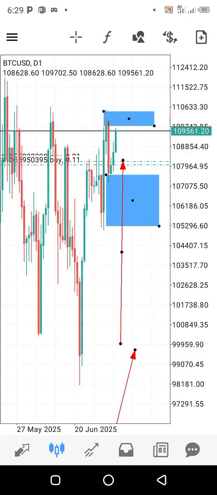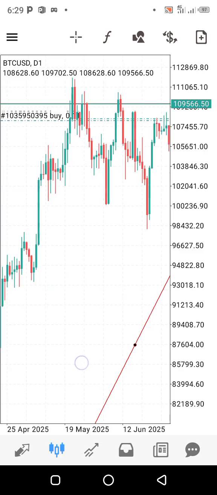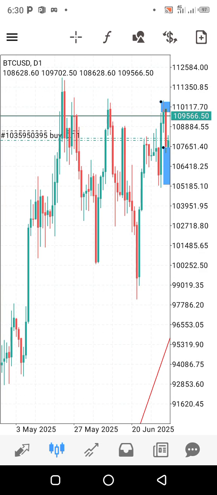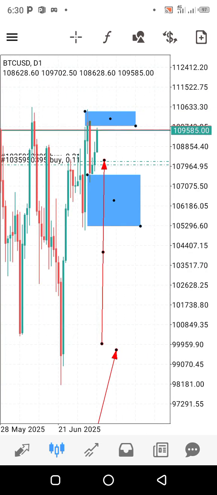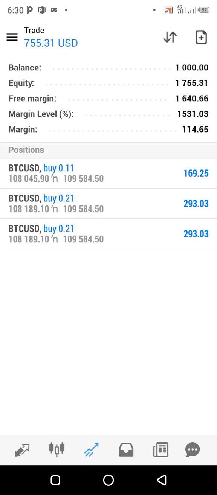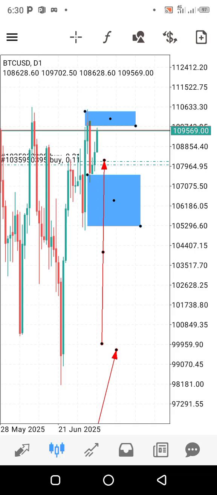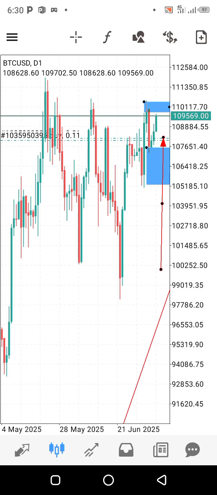So if price is to continue high, it has to first of all break that supply zone. But yeah, that's what we are currently looking at in BTC. So we are up by $700, and yeah, that's it for BTC.